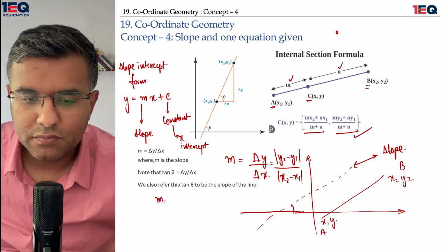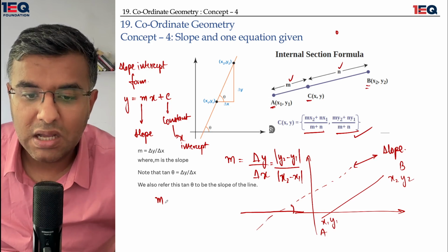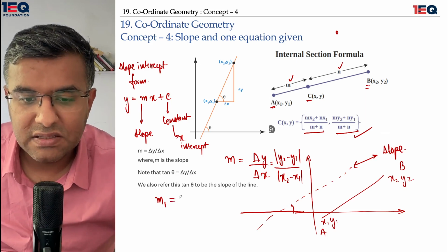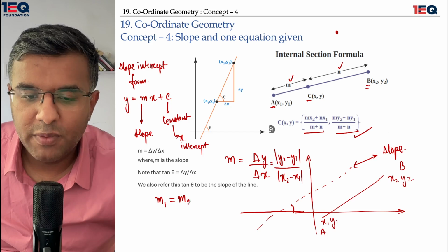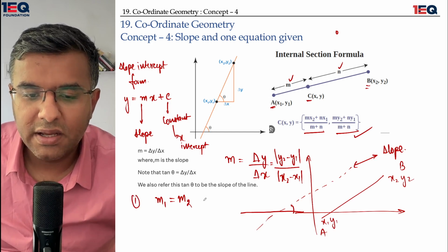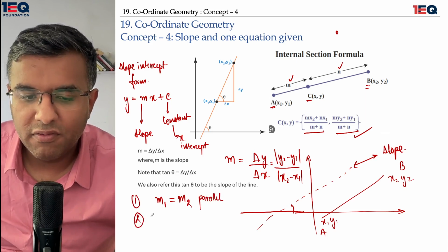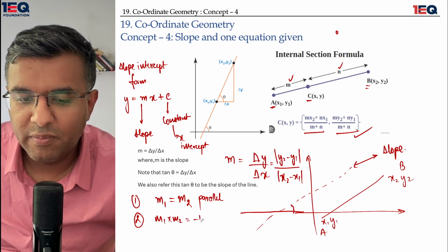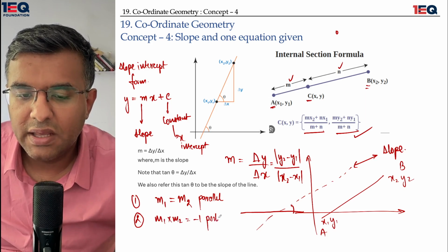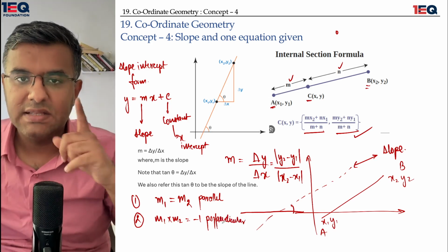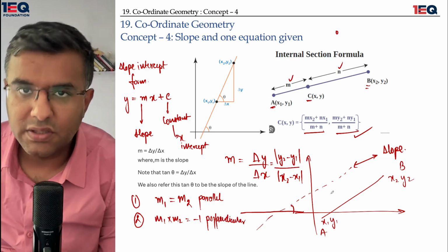Also, if two lines are running parallel, that means they have the same angle with the x-axis. That is why m1 would be equal to m2 when lines are parallel in nature. Similarly, if m1 is multiplied by m2 and we get a value of -1, that means the lines are perpendicular. That means the lines are at 90 degrees with each other.